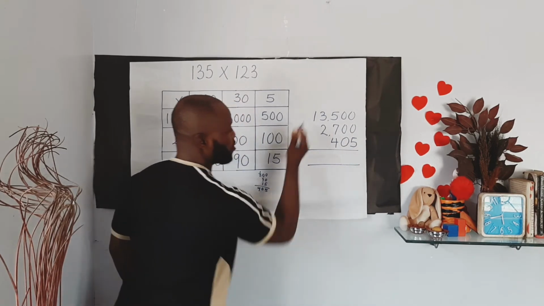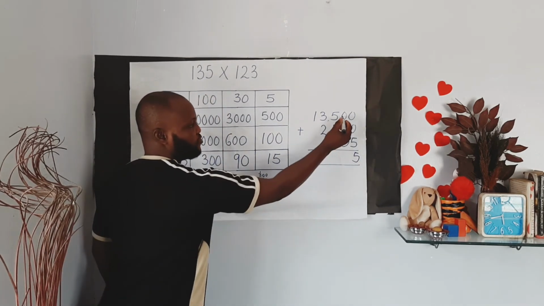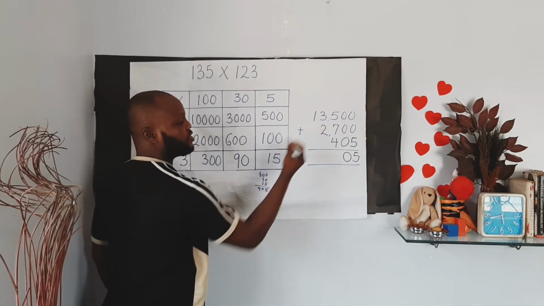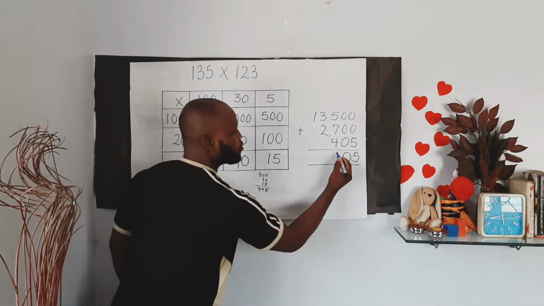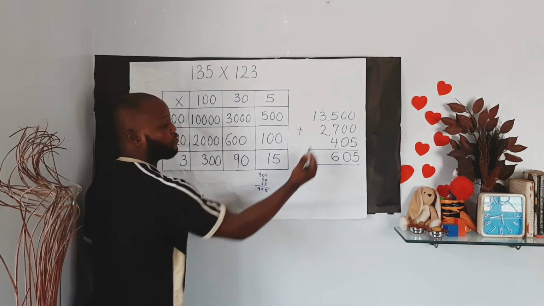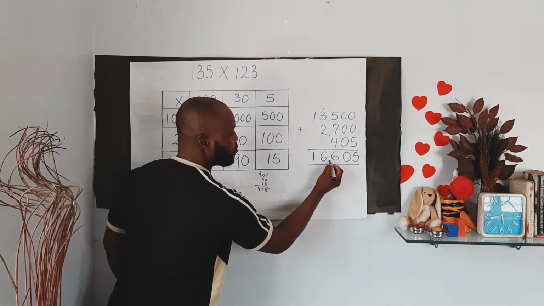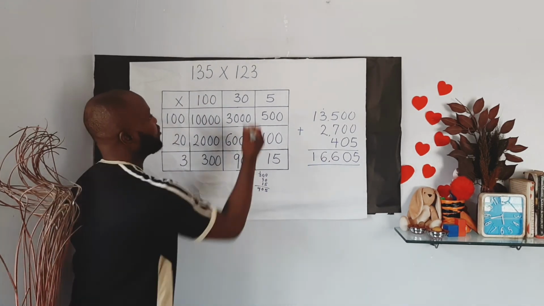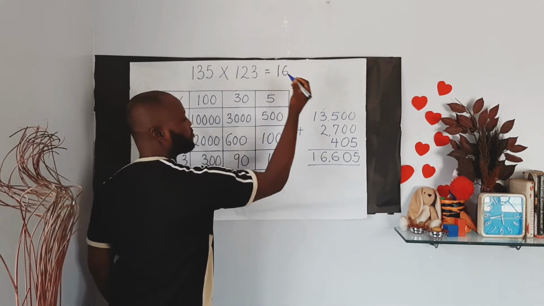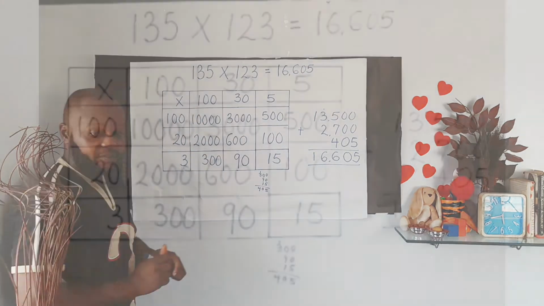So finally I'm going to add all these numbers. So 0 plus 5 is 5. 0 plus 0 plus 0 will give us 0 in the tens place. 5 plus 7 is 12. 12 plus 4 is 16. So I'll have 6 here. Carry 1. 1 plus 3 is 4. 4 plus 2 is 6. I have 6 written here. Then I'll bring down 1. So my final answer is 16,605. So 135 times 123 will give you 16,605. So that's it.